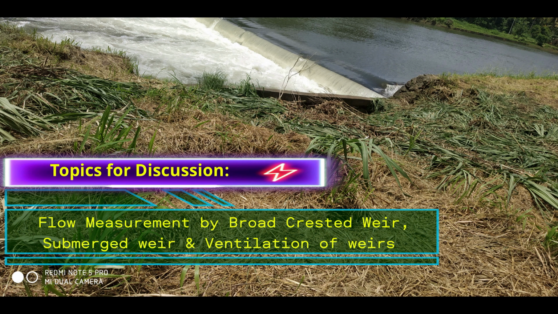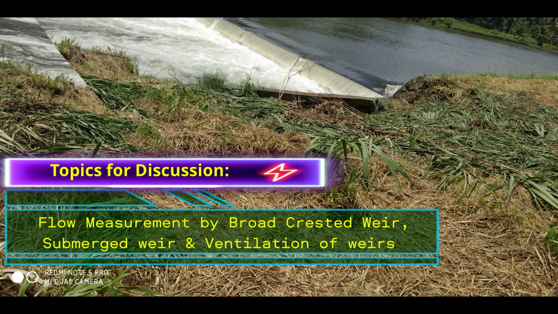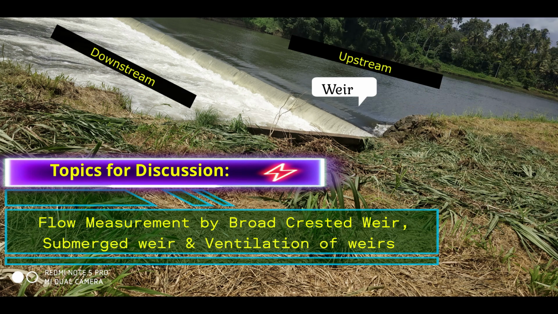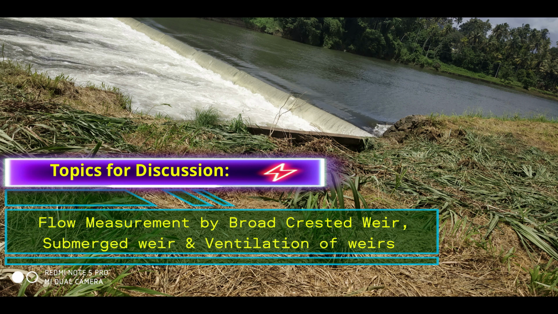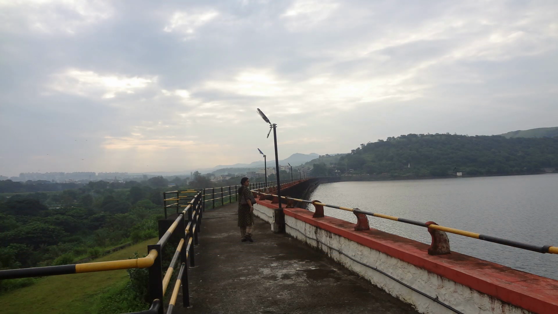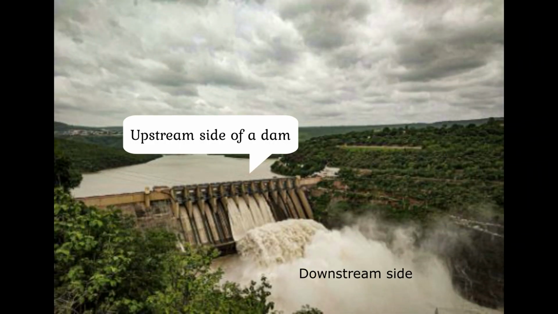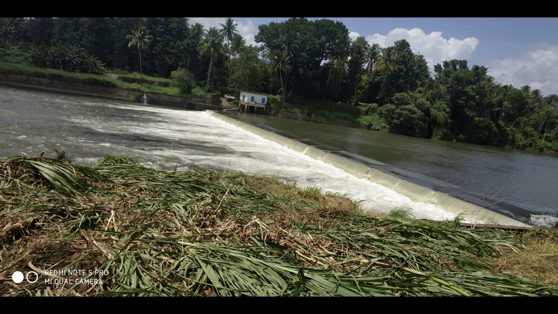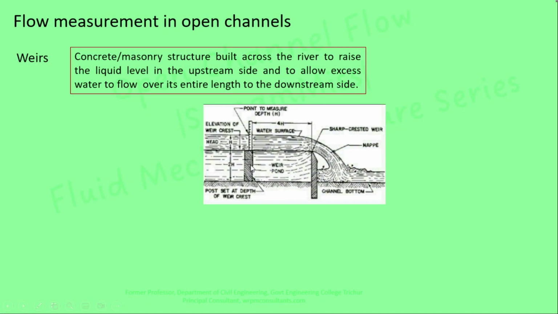Weir is a geometrical opening made of concrete or masonry which is constructed across the river. Due to the construction, the level of water at the upstream side rises and the excess water flows over this weir towards the downstream side. A weir is similar to a small dam. However, in the case of a dam, the excess water flows to the downstream side only through a small portion called the spillway, whereas in the case of a weir, the excess water flows to the downstream side over the entire length. The figure shows a weir constructed across the river.